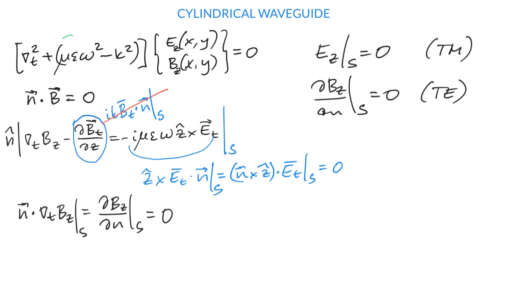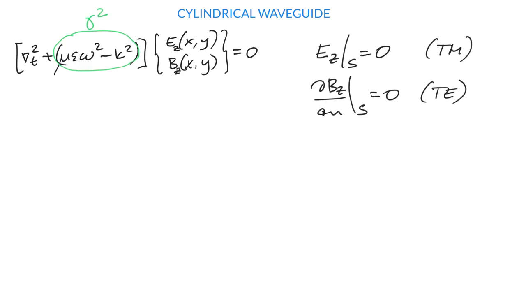Let us denote this bracket here as gamma squared. Then the eigenvalue problem can be written as del T squared plus gamma squared. And here we have a function psi, whose meaning is either E sub z or B sub z, depending on the boundary conditions, either Dirichlet or Neumann type. Thus, we're dealing with the eigenvalue problem of the two-dimensional Laplacian operator.